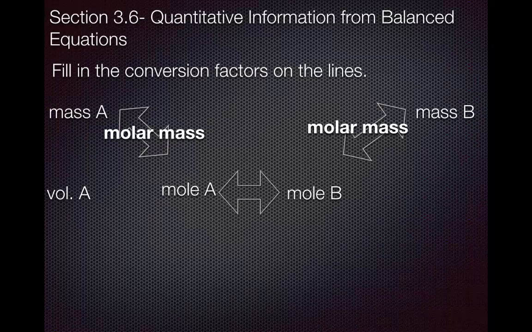If I'm given the volume of A, assuming it's at STP, standard temperature and pressure, I can convert into moles of A by using the 22.4. The 22.4 liters of substance A in every mole of substance A. If I want to go from volume of A into volume of B, all I have to do is go from volume of A to moles of A to moles of B, and then into the volume of substance B.